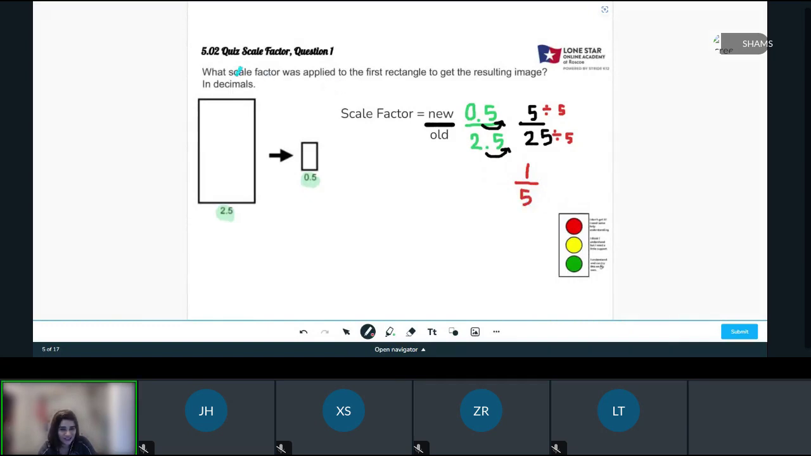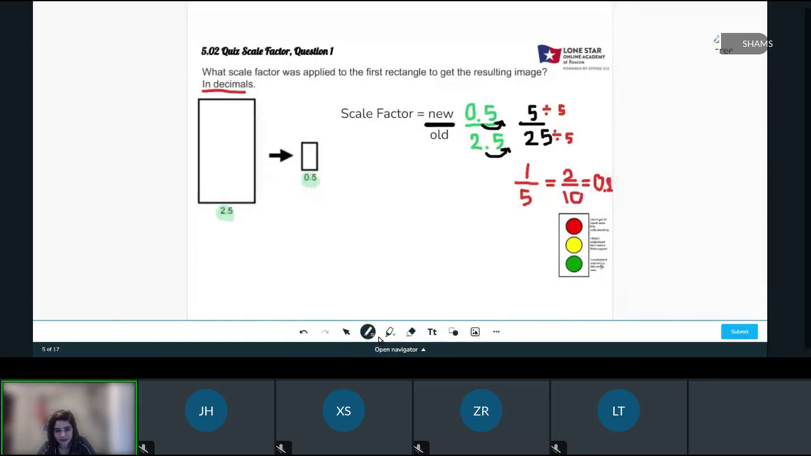The answer has to be in decimal. Remember, people, you want to give the answer in decimal. So 1/5 is the same as, double it, 2/10, right? 1/5 is the same as 2/10. And 2/10 as a decimal is 0.2. There you go. The answer is there in decimals. 0.2.